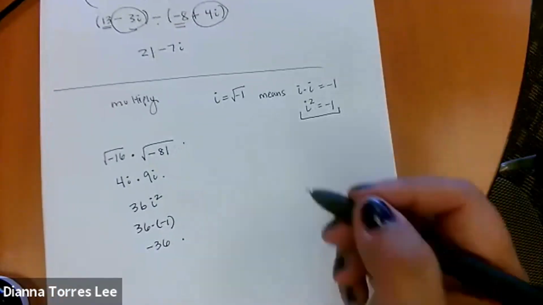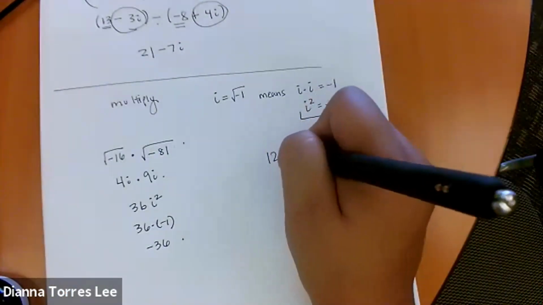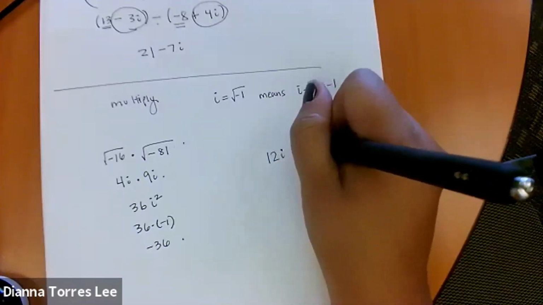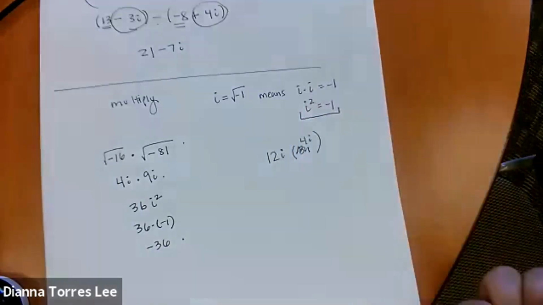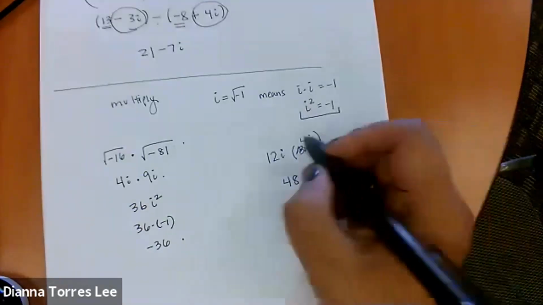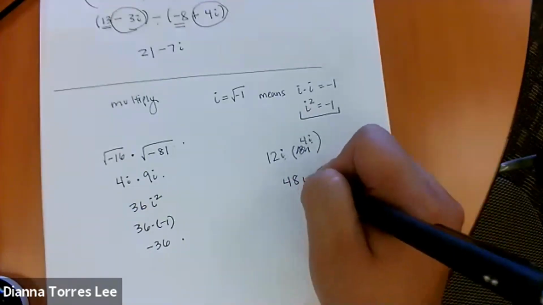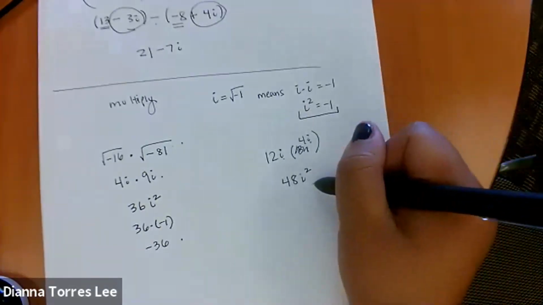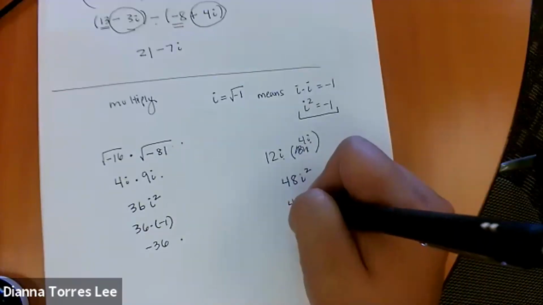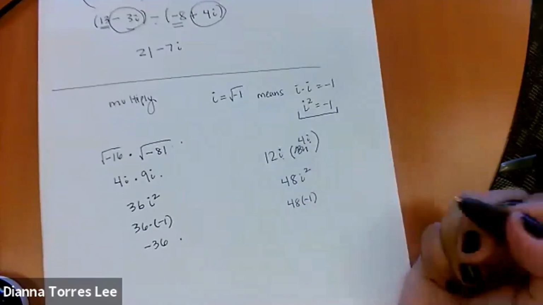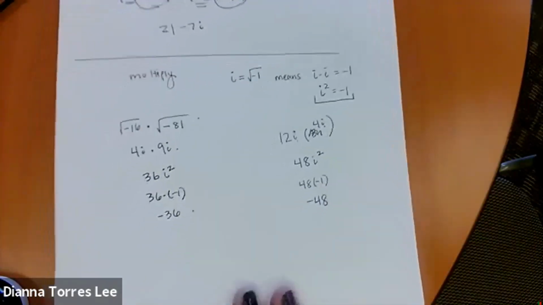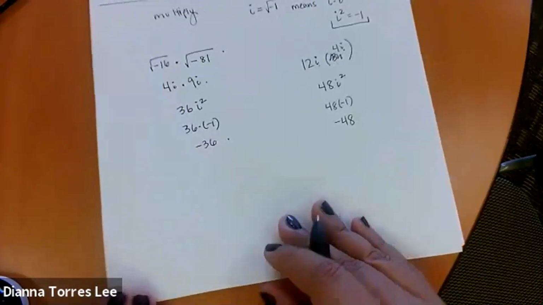So if I gave you something like 12i times, no, not 3, sorry, times 4i. When I multiply them together, I do the 12 times the 4, which gives me 48. I have i times i, which gives me i to the second power. And i to the second power, we're always going to take out and replace with its true value of negative 1. So 48 times negative 1, which is equal to negative 48. And then we can get more complicated from there.